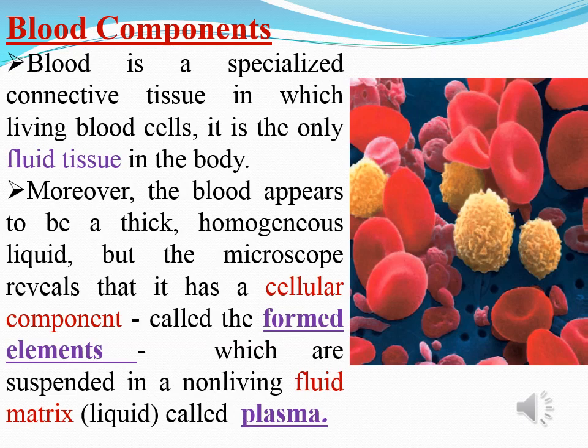Moreover, the blood appears to be a thick homogeneous liquid. As is known, the blood appears to be a thick homogeneous liquid, but the microscope reveals that it has a cellular component. That means it is not only fluid, but there are cellular components called the formed elements, which are suspended in a non-living fluid matrix, which is liquid. This liquid or fluid matrix is called plasma. So we have the two major components of the blood: the formed elements, which are the cellular components, and the fluid matrix, which is the plasma.